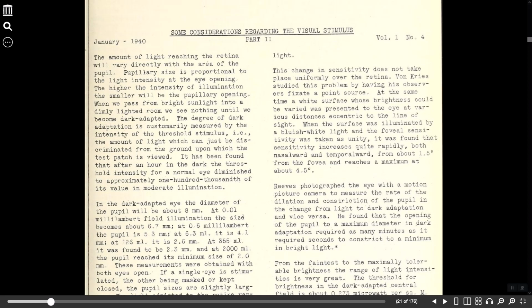In the dark adapted eye, the diameter of the pupil will be about 8 millimeters. At 0.01 millilambert field illumination, the size becomes 6.7 millimeters. At 0.6 millilambert, the pupil is 5.3 millimeters. At 6.3 millilamberts, it is 4.1 millimeters. At 126 millilamberts, it is 2.6 millimeters.